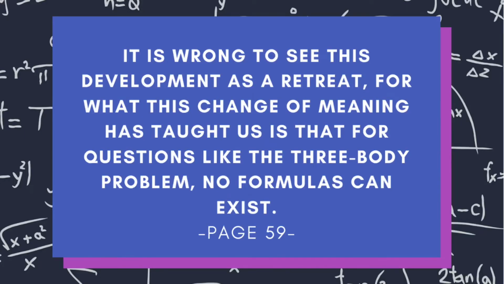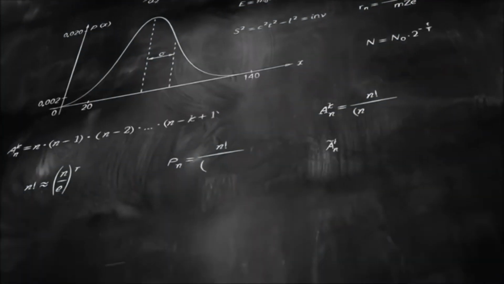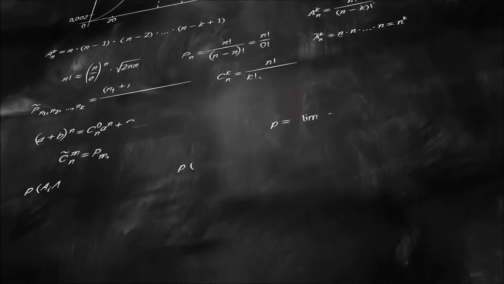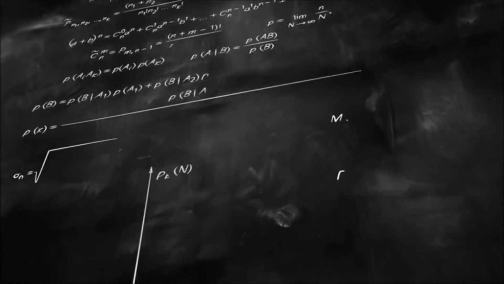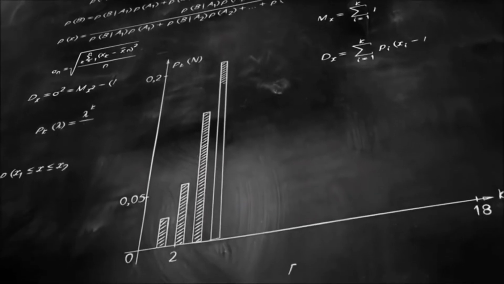It's worth noting that this approach alters the definition of solve. This word initially meant finding a formula, then finding approximate numbers, and lastly, telling what the solutions look like. We are looking for qualitative responses instead of quantitative ones. In some ways, it is wrong to see this development as a retreat. For what this change of meaning has taught us is that for questions like the three-body problem, no formulas can exist. Overall, Ian Stewart's book Nature's Numbers is filled with helpful information and new perspectives on using mathematics in nature.